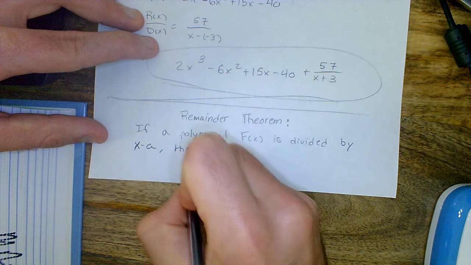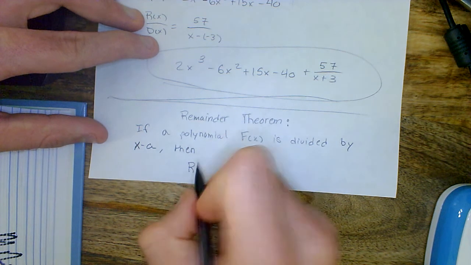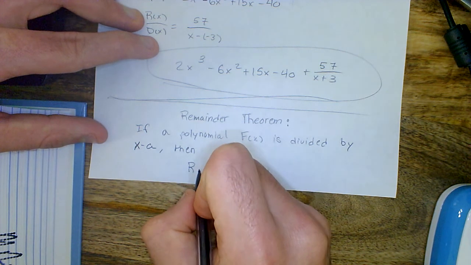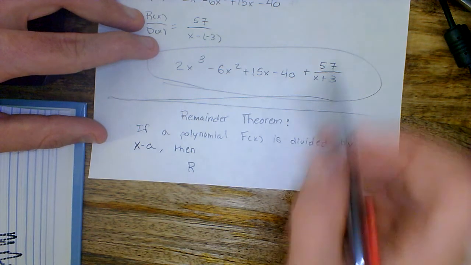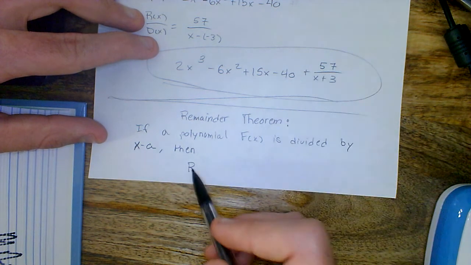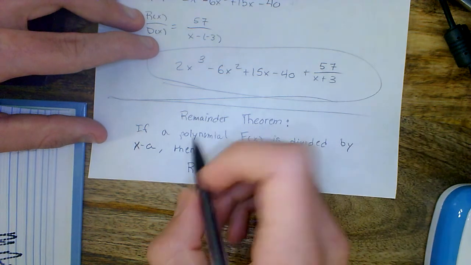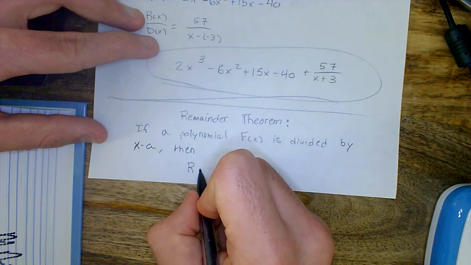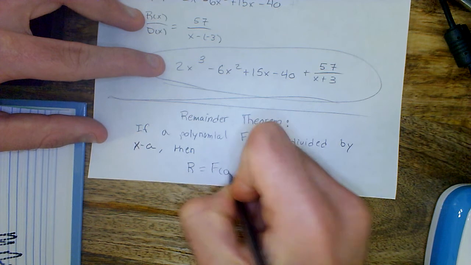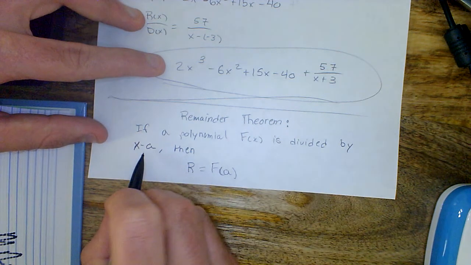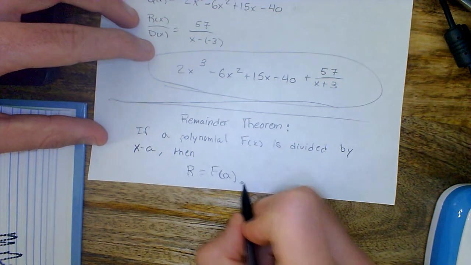then r, since when we're dividing by x minus a, our r is always going to be a number. So it's no longer r of x, it's just a number. It's just a constant. So you could say r of x, but it's just a constant. So it's actually just equal to the polynomial evaluated at a.